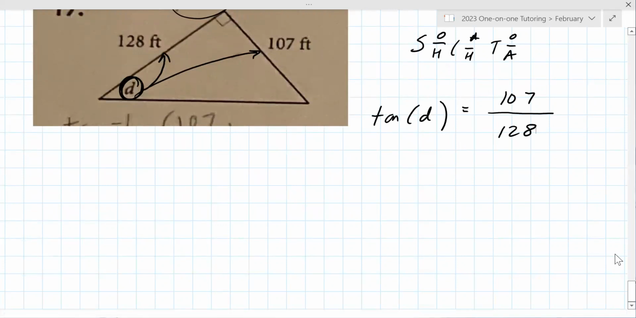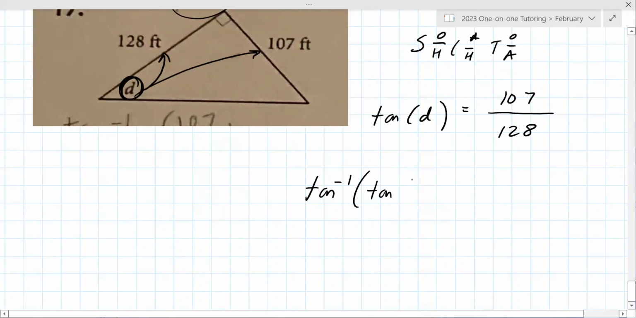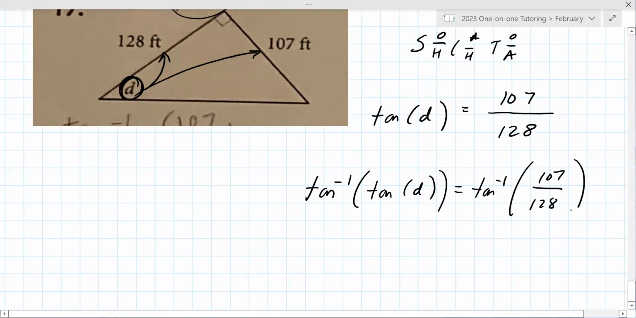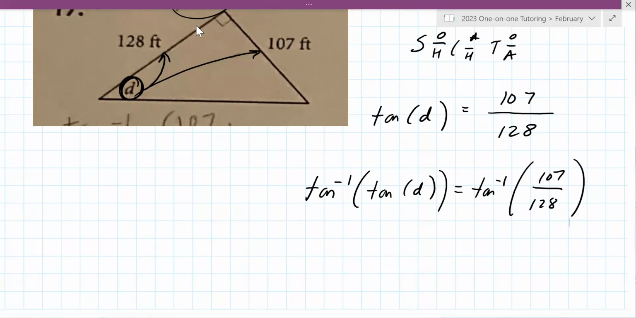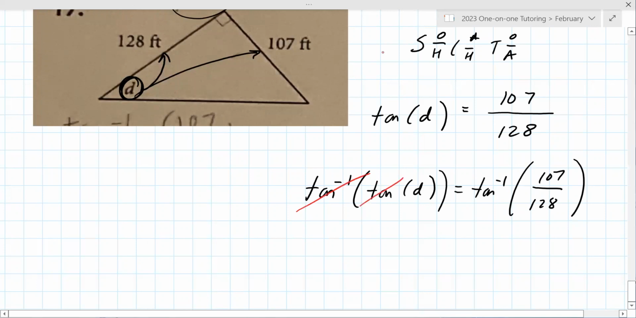I was wondering about the actual calculator. The calculator will take care of this, but in class you would have been shown there's a way to undo tangent, and it's the tan inverse. So you take the tan inverse of both sides, and on the left it cancels out the tangent, just leaving D. And this is what you're going to type in your calculator on the right.